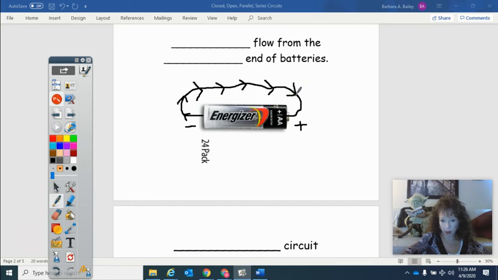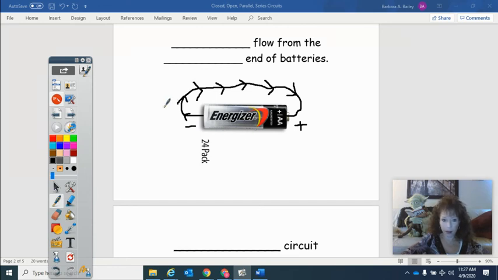Okay, and the arrows are just showing which way the electrical current is flowing. So it's coming out the negative end, going around, coming in the positive end, back out the negative end, around. And that's how, if we had some sort of load like a light bulb hooked up to this, it's going to keep the light bulb continuously burning because it's continuously flowing and making that loop or circuit.